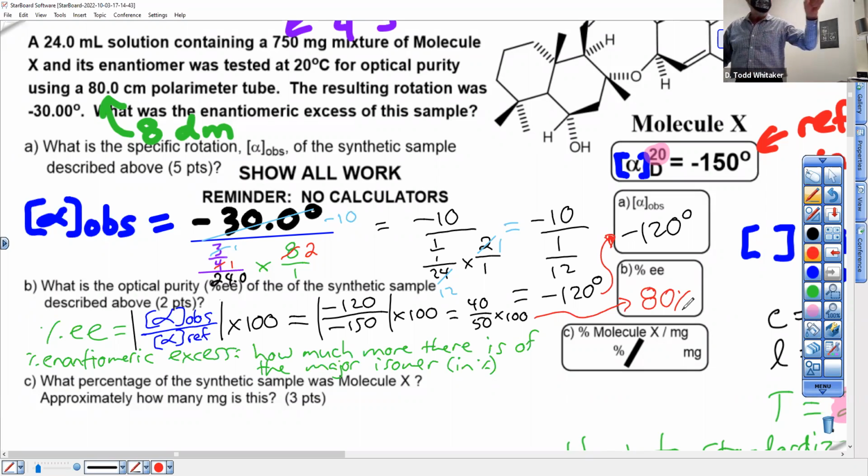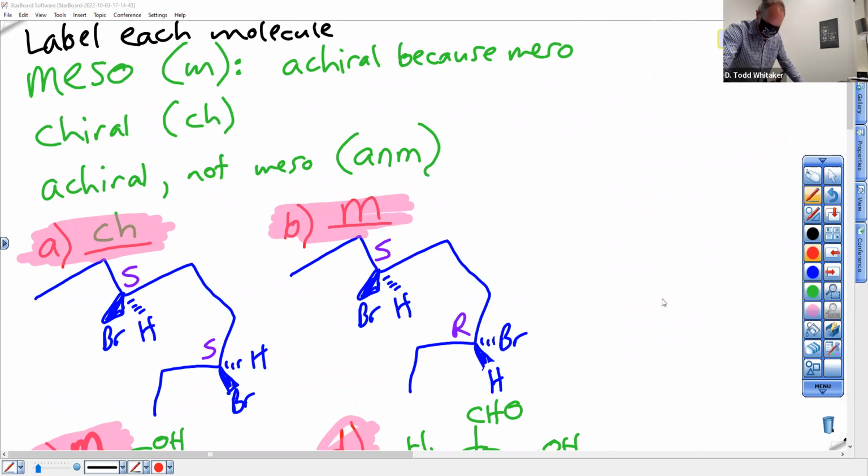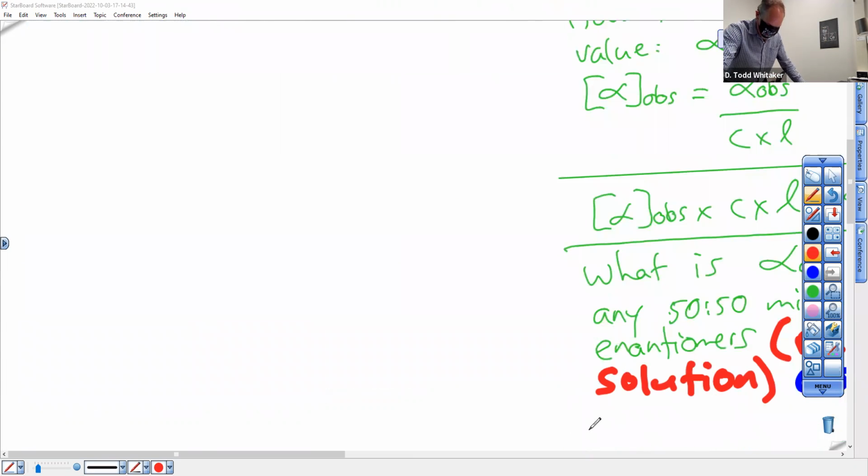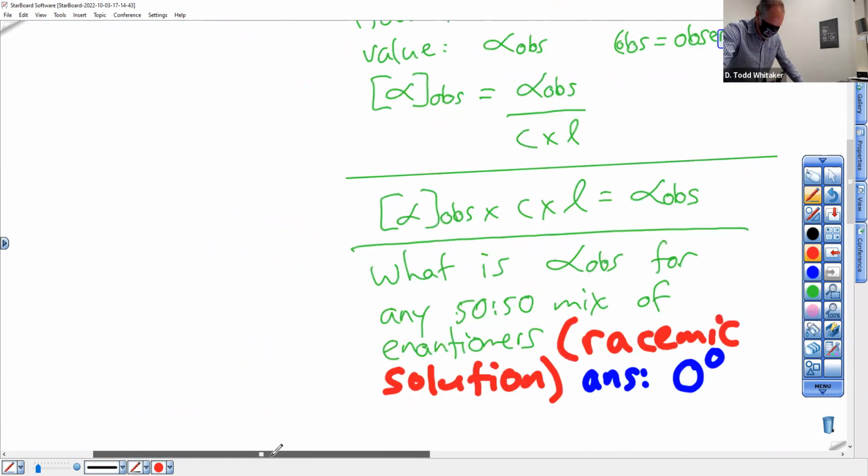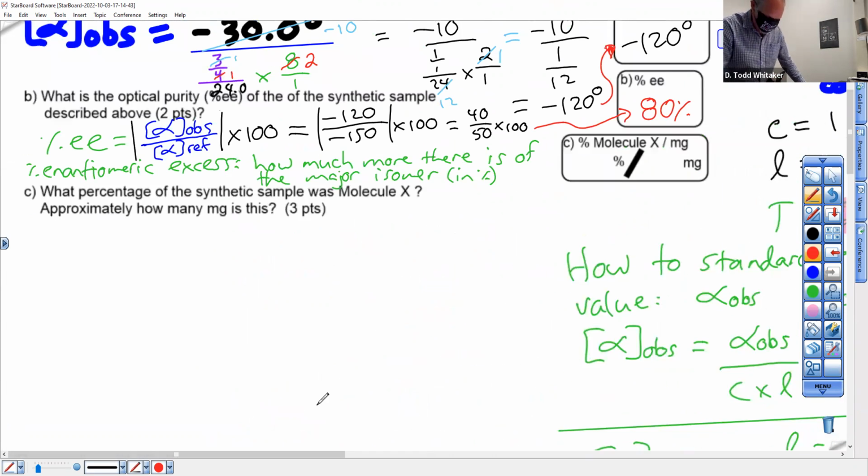So we have a word for that. That part of the solution, the 20% that doesn't rotate light because it has equal amounts of both enantiomers. What's the word for a solution, or part of a solution, that has equal amounts of two enantiomers? Should we go find the word? Oh, it was on our description page. It's in red, very big. Racemic solutions don't rotate light. They have equal amounts of two enantiomers.